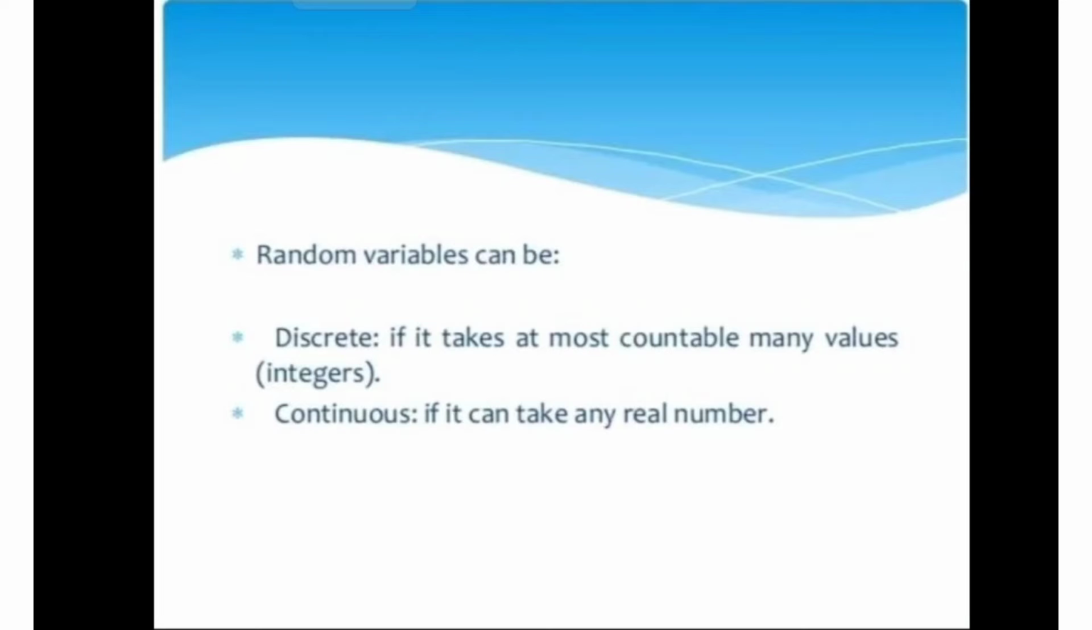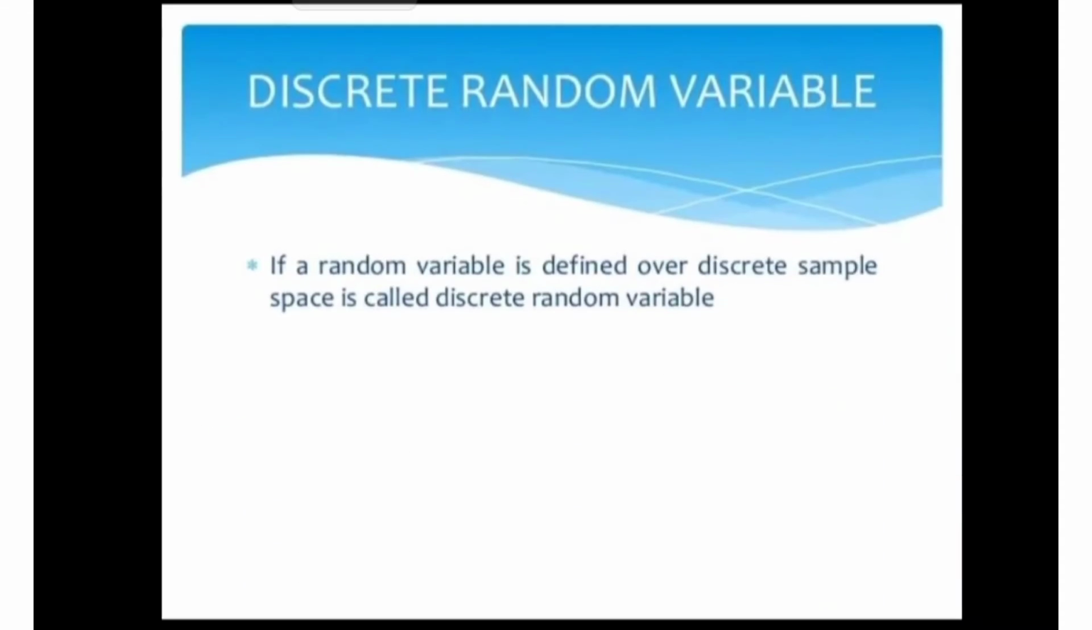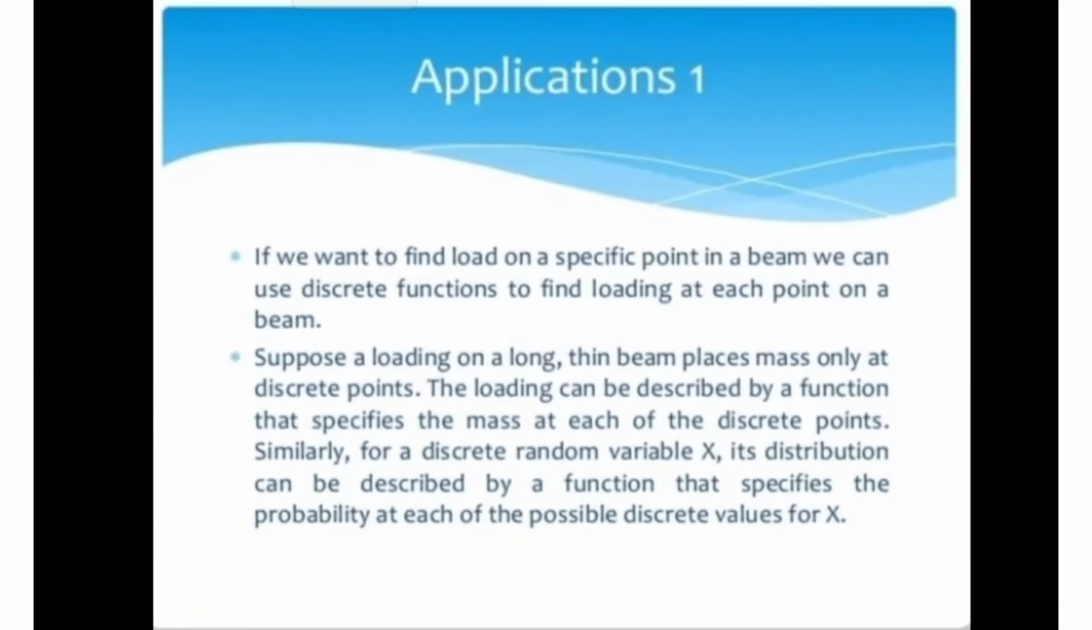Random variables can be discrete or continuous. If it takes at most countably many values, such as integers, it is discrete, and continuous means it can take any real number. Discrete random variable: if a random variable is defined over a discrete sample space, it is called a discrete random variable.